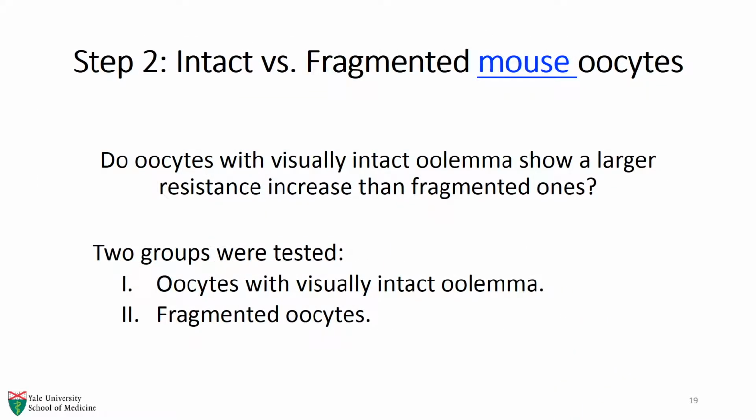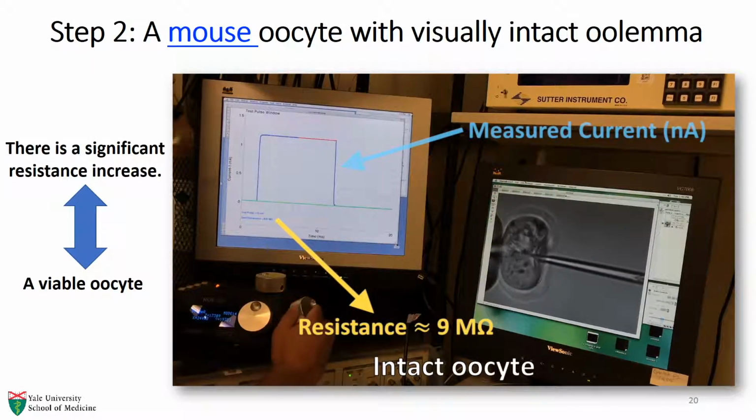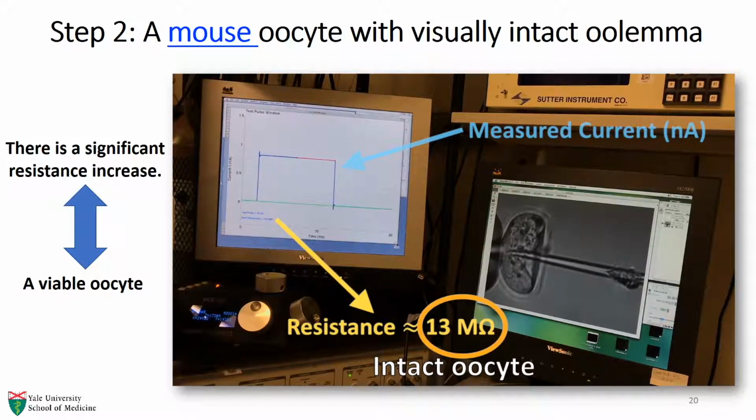The next step was to measure resistance change in oocytes with visually intact oolemma versus fragmented ones. In this video, we see an oocyte with visually intact oolemma. The large resistance increase confirms its viability. The retraction of the pipette drops the resistance back to its baseline.